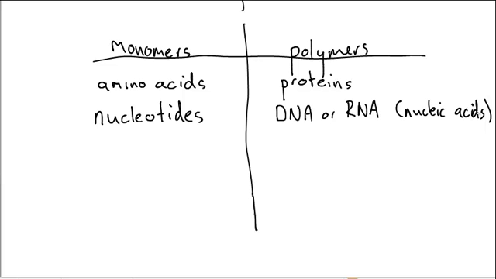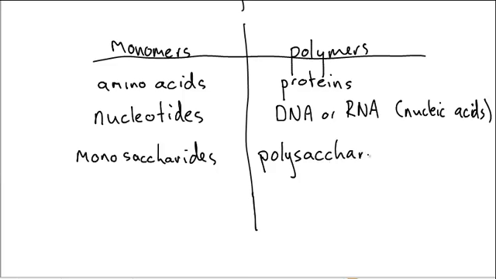Then we can also look at sugars. We have monosaccharides, saccharide for sugar, and they come together. You've probably read this on lots of food packages. Polysaccharides, a chain of sugars. And there's different types of chains.